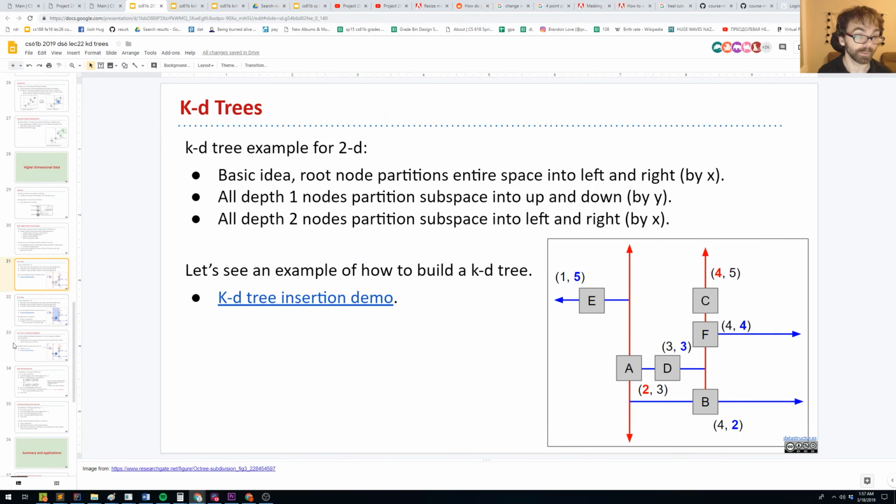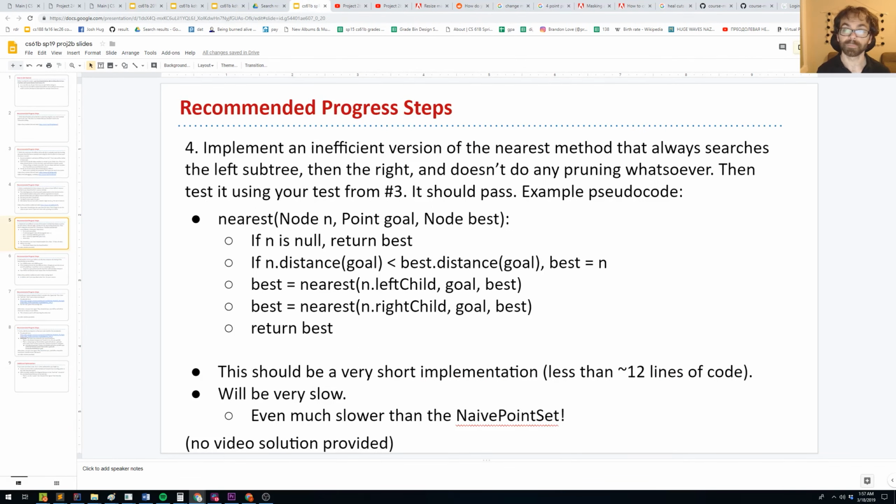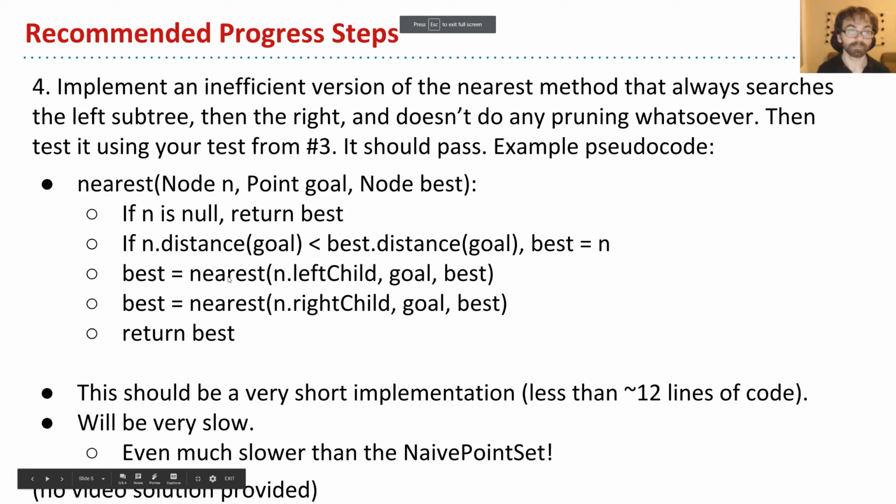Let's see, where are we at? In the lecture slides, this is an inefficient version of nearest. So I'm not going to talk through it. Well, actually I will. Why not? So this nearest method basically does the following. Given a current best, a node that you're searching, and a goal, if n is null, you just return the best because you're not going to do better. It's a null tree. If the distance to the goal given by this node is less than the distance from best to goal, then we should set best equal to n.